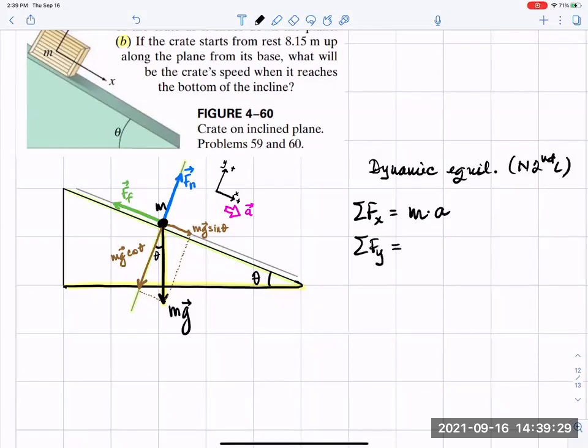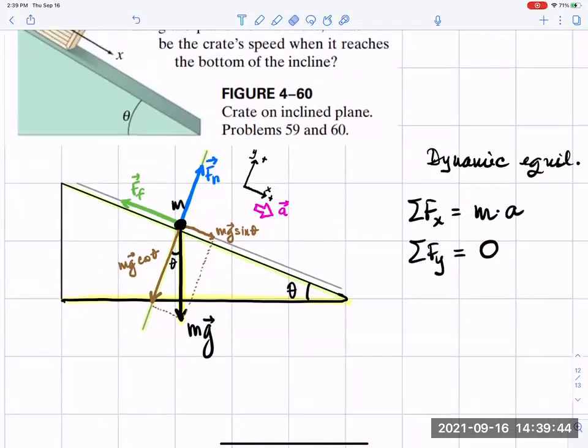Then you have to ask yourself, is this body moving up and down? Does it fly off the plane? Does it go up? Does it go down, right into the plane? No. So that means the acceleration here is 0. So that sum must be 0. So these two components should be equal. So you know what? I'm going to actually fix this and make it long enough to show that.